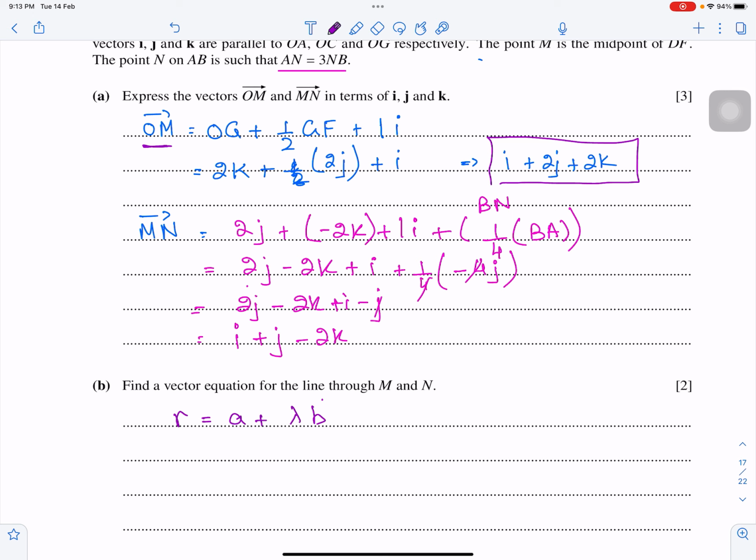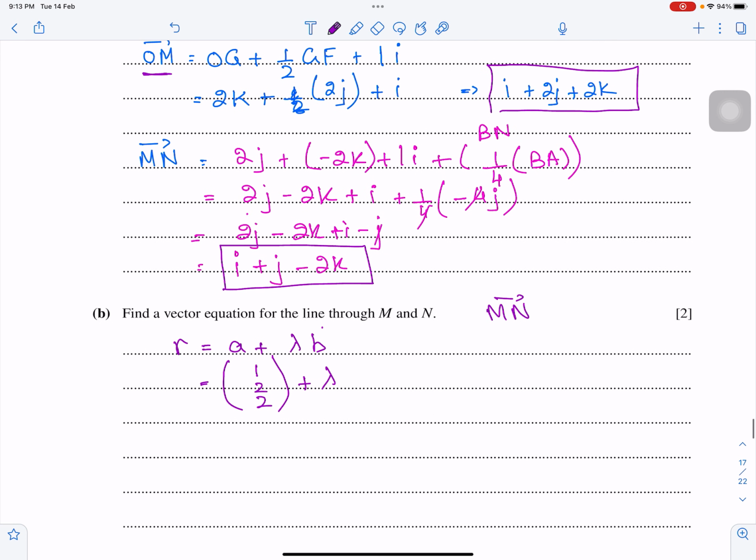The choice is yours: you can write in the column vector form or in the IJK form. I'm writing in the column vector form, since to me it is easy to handle. Now B is the direction vector because the line is MN, so I will take the direction vector of MN, which is given here. MN is called the displacement vector, or the direction of the line passing through M to N. So I can write here 1, 1, minus 2. This is my vector equation of the line MN.